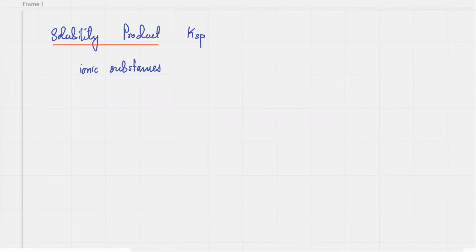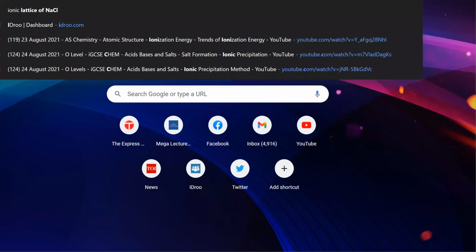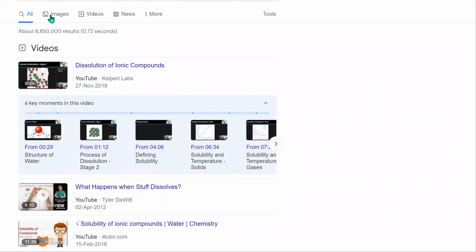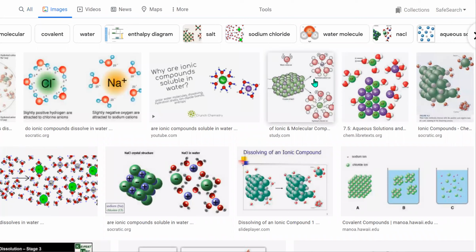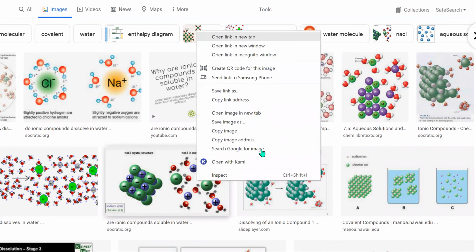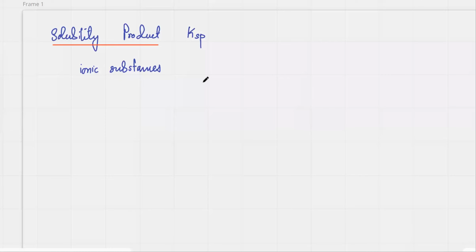What are ionic compounds? Ionic compounds are a bunch of positive and negative ions. Just one second. Maybe there's a nice Google image of an ionic compound dissolving. Just one second. So, ionic compounds dissolving in water. This is what is actually happening. This image is fine. Just one second.